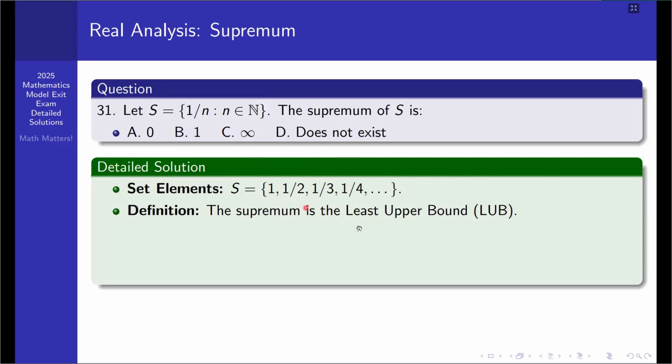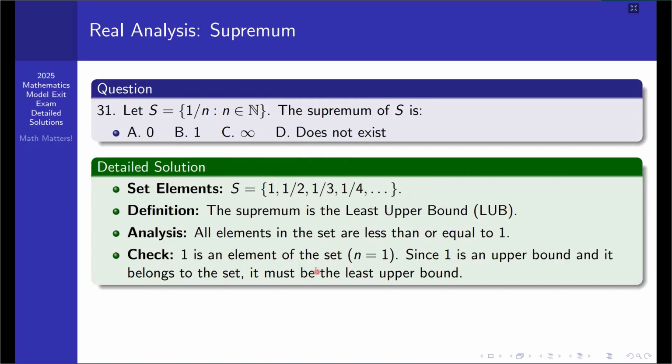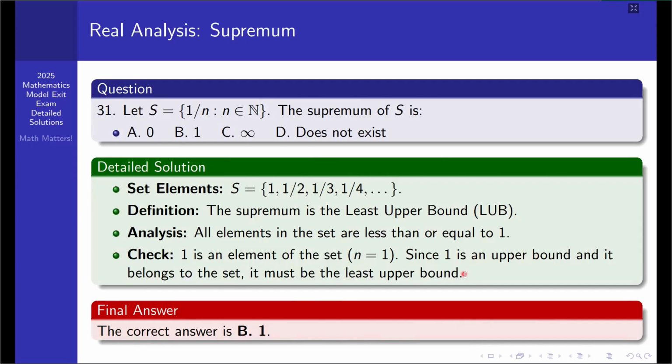Therefore, all elements in the set are less than or equal to 1. Then 1 is an element of the set, which is obtained whenever n is equal to 1. Since 1 is an upper bound and it belongs to the set, it must be the least upper bound. Therefore, the correct answer is B, which is 1.